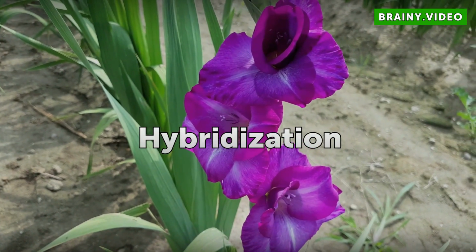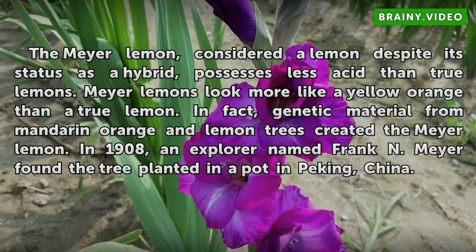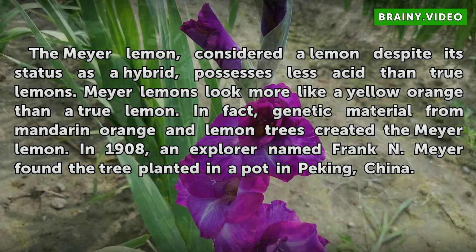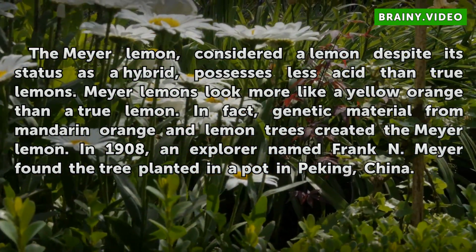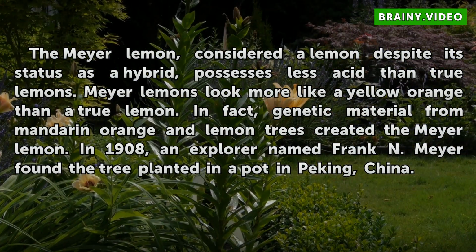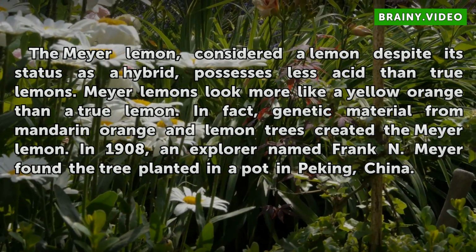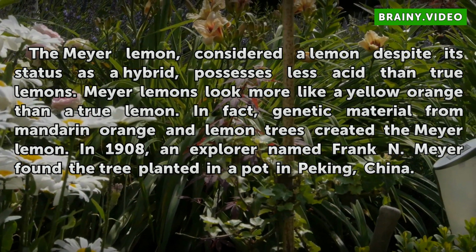Hybridization. The Meyer lemon, considered a lemon despite its status as a hybrid, possesses less acid than true lemons. Meyer lemons look more like a yellow orange than a true lemon. In fact, genetic material from mandarin orange and lemon trees created the Meyer lemon. In 1908, an explorer named Frank N. Meyer found the tree planted in a pot in Peking, China.